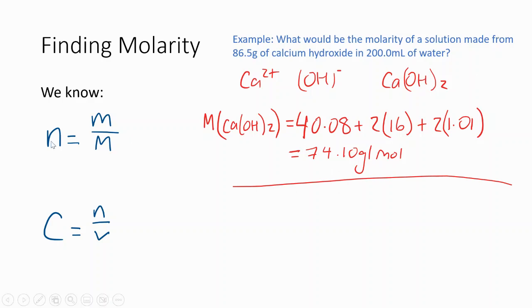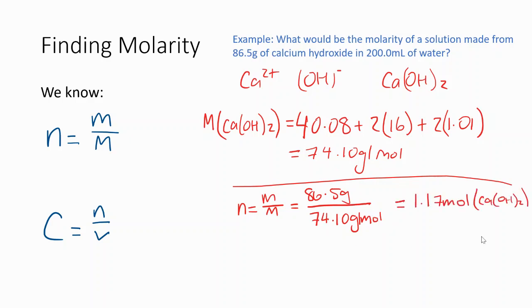We now have all the information we need to plug some values into this formula and find the number of moles. So rewriting our formula out, we've got n equals little m over capital M. And up the top here, you can see we've got 86.5 grams, which is our mass, and our molar mass we've just found. Plugging that into the calculator, we're going to get 1.17 moles of calcium hydroxide.